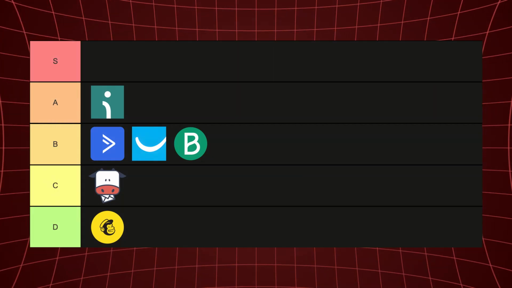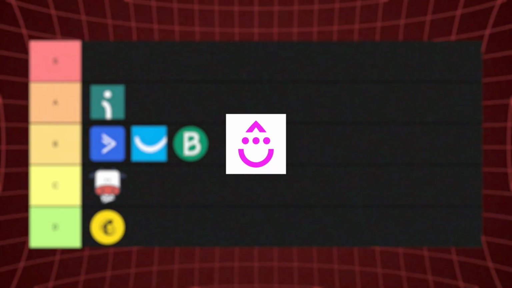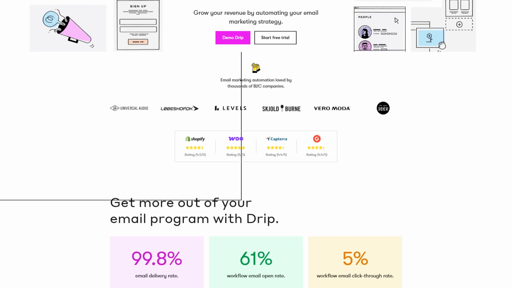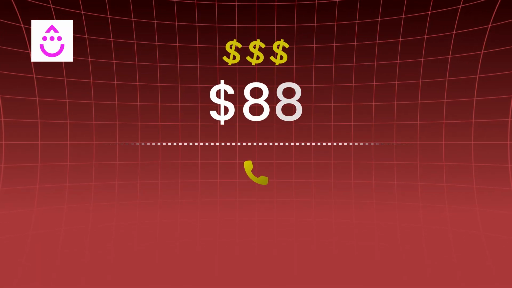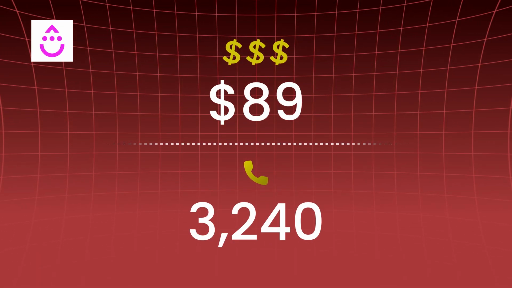The next platform is actually Drip. Now, Drip is a unique one that I don't think many people have heard of, but it performs incredibly well. Drip is priced at $89 per month for every 5,000 contacts. And trust me, I know that sounds expensive.